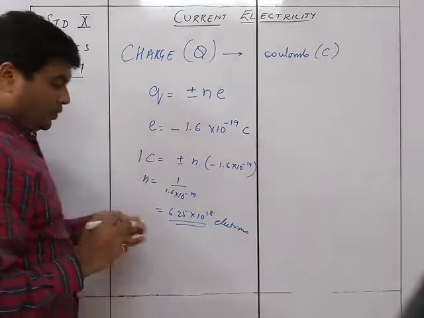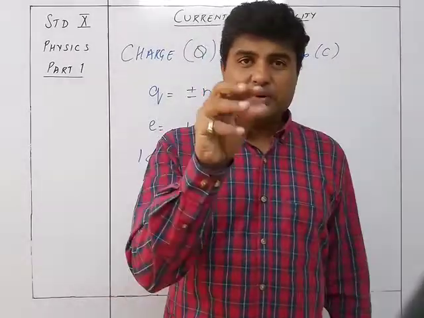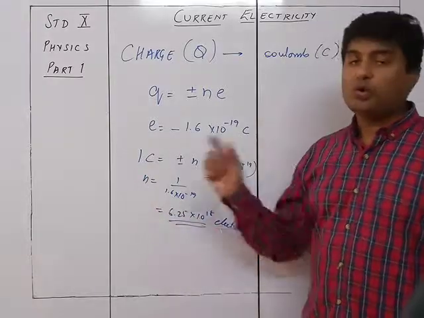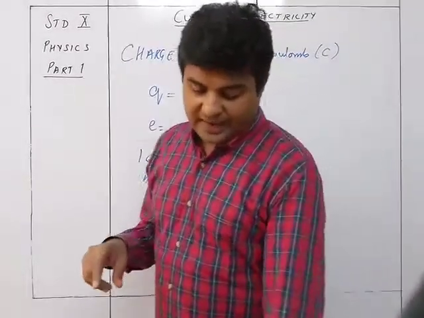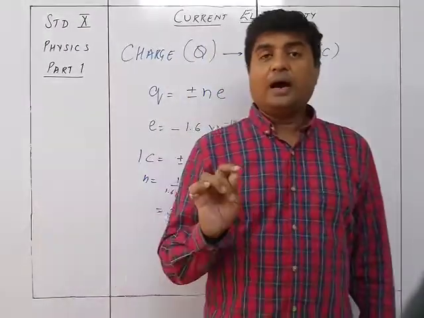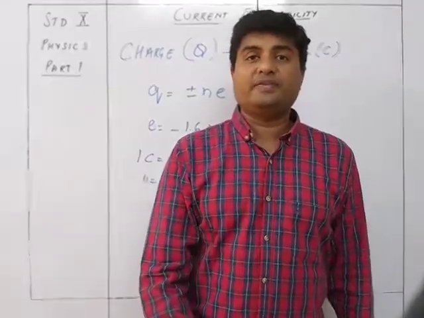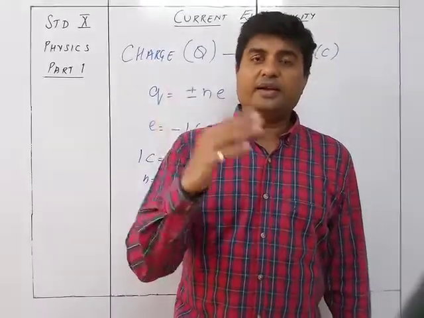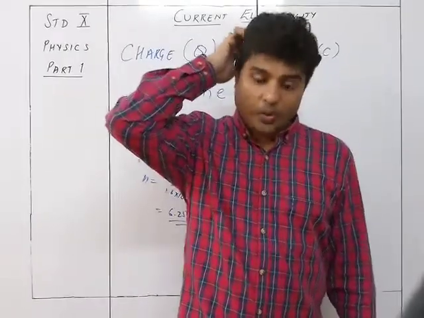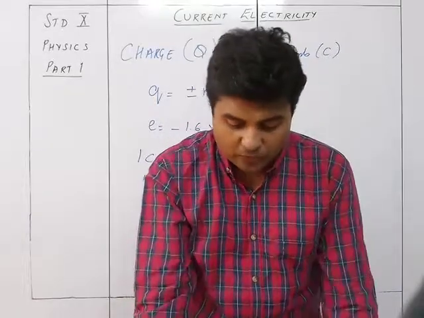So you can see that when 6.25 into 10 raised to 18 electrons are present in a particular body, the charge on the body can be considered to be 1 coulomb. If 6.25 into 10 raised to 18 electrons are present in a substance, the negative charge will be 1 coulomb, and if they are absent, the positive charge is 1 coulomb. So that's the amount of charge of 1 coulomb.